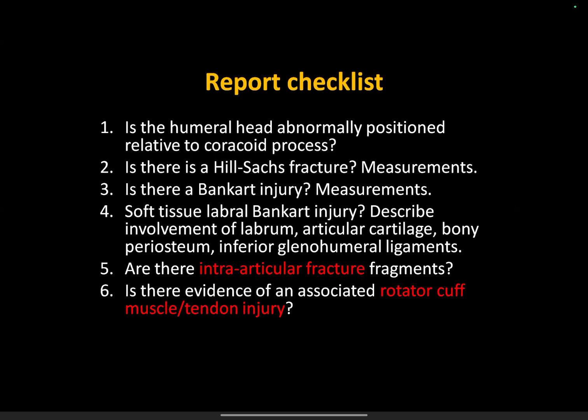And of course, we need cross-sectional imaging, especially MRI, to decide if there is any associated labral injury. And we can further tell if articular cartilage is involved, bony periosteum is involved, and inferior glenohumeral ligament, because the inferior glenohumeral ligament is quite important for shoulder instability. And most of the time, this diagnosis is made in the setting of MR arthrogram.